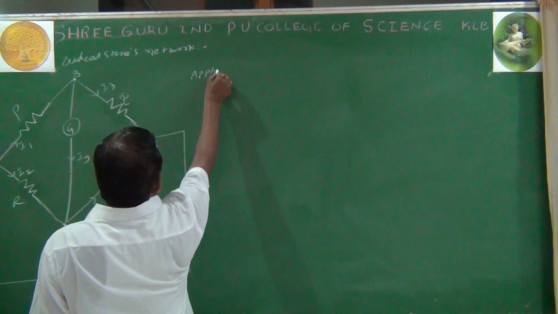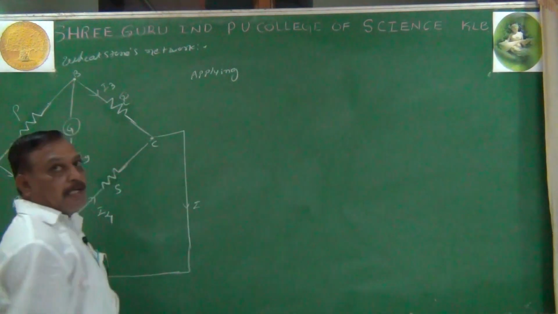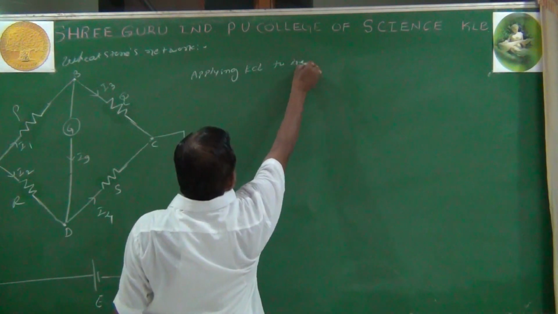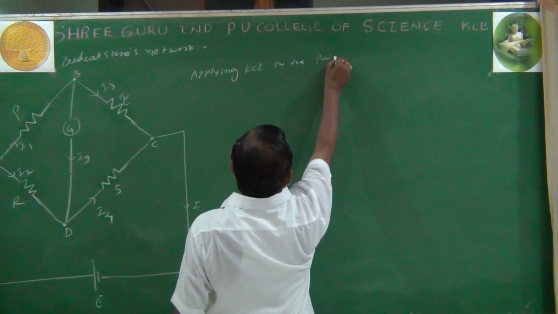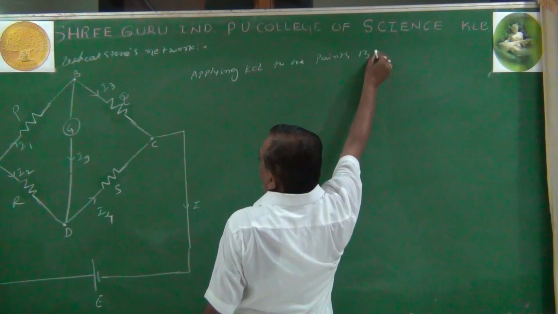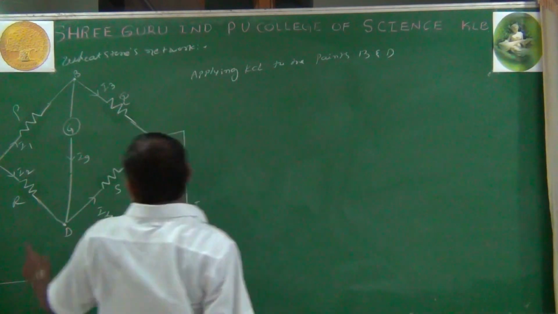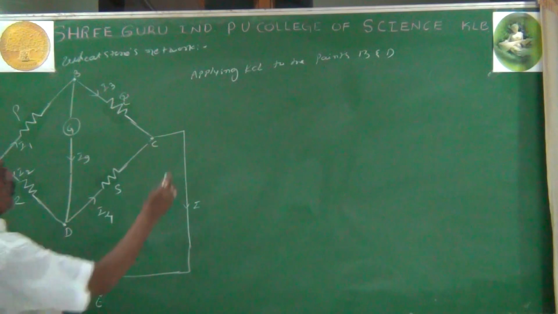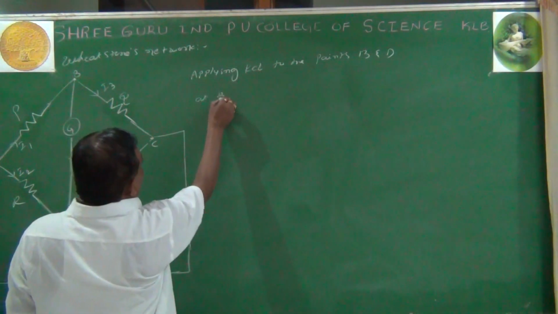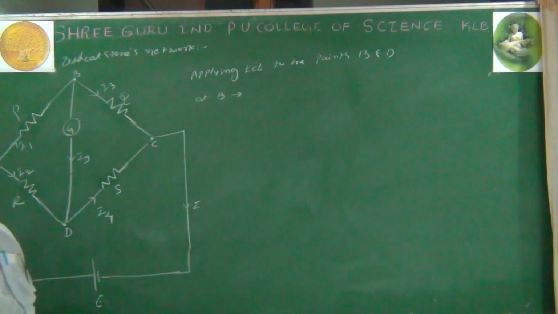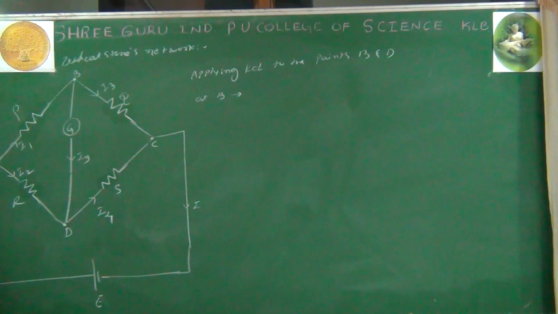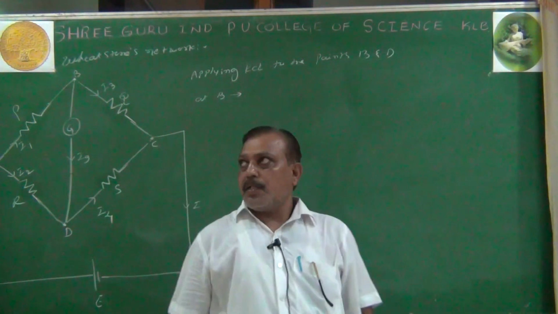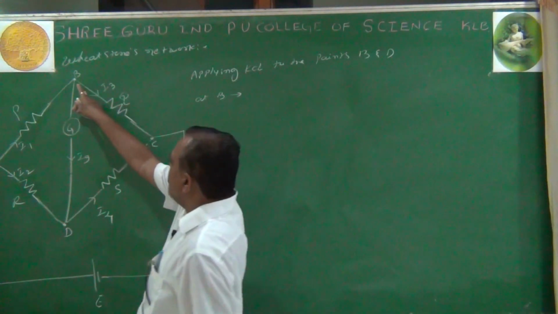Applying KCL to the points B and D. Now these are the points where the galvanometer is connected. I apply the KCL for these points. So at B, what is the conclusion of the KCL? Sum of the incoming currents is equal to sum of the outgoing currents from the junction. Now this is the point. Now this is the junction.